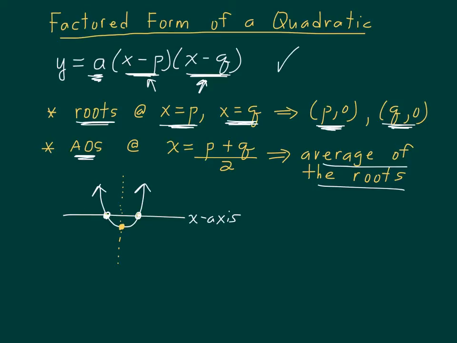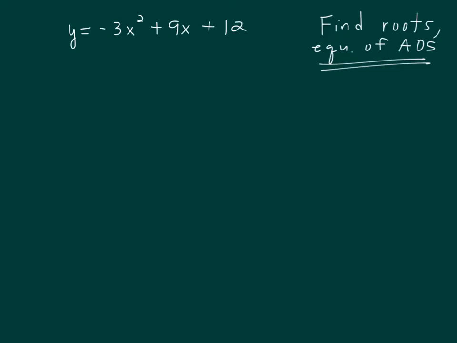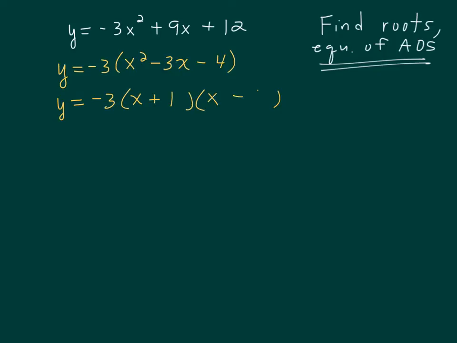So let's take a look at an example. Okay, so in this example, let's suppose we are given a quadratic in standard form, and we're trying to find the roots as well as the equation for the axis of symmetry. Well, we're not going to be quick to use the quadratic formula because this is factorable. So always try to first factor it. Well, we can pull out a GCF of negative 3. If we do that, we're left with x squared minus 3x minus 4. We can further factor this. This would become x plus 1 and x minus 4.